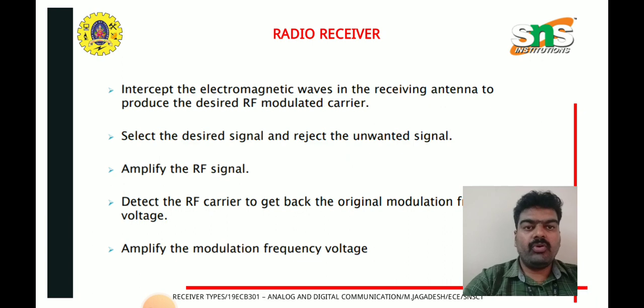Before starting the AM receiver, let us see what a radio receiver is and why it is important for our communication. The first thing is they intercept the electromagnetic waves in the receiving antenna to produce the desired RF modulated carrier, then select the desired signal and reject the unwanted signals, amplify the signals, detect the RF carrier to get back the original modulated signal, and then finally they amplify the modulation frequency voltage. This is the requirement of a radio receiver.